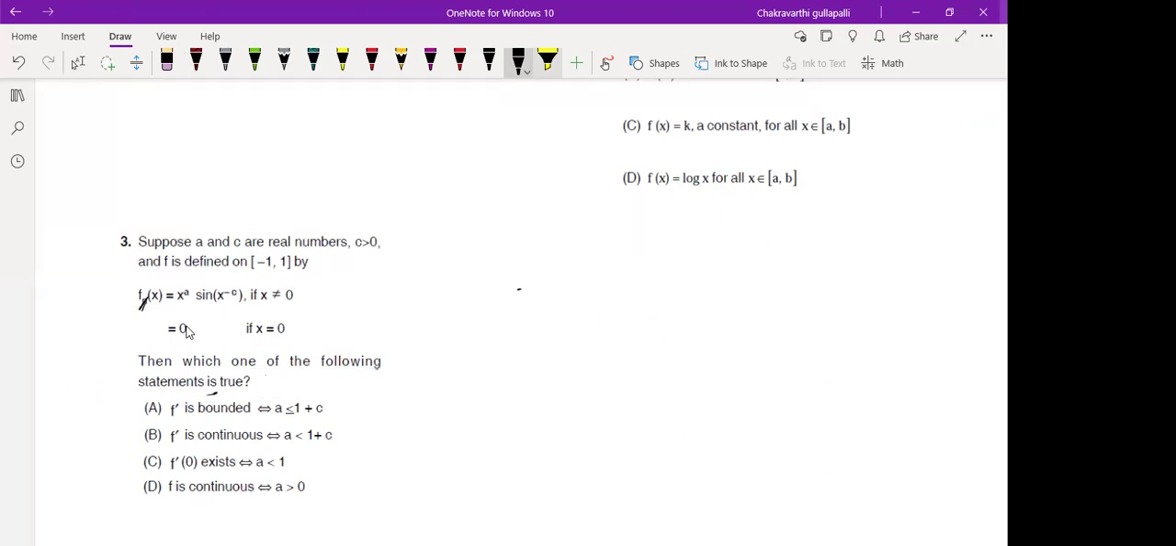Let us check for continuity. For what values of A it is continuous, we have to find. f(x) is x^A sin(x^-C).